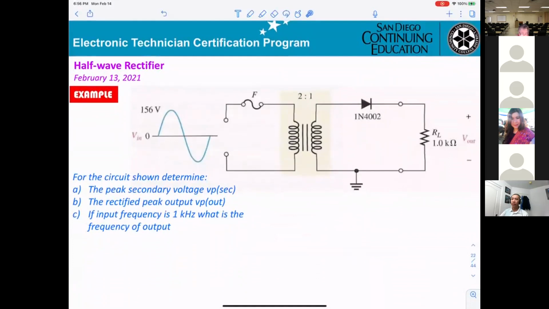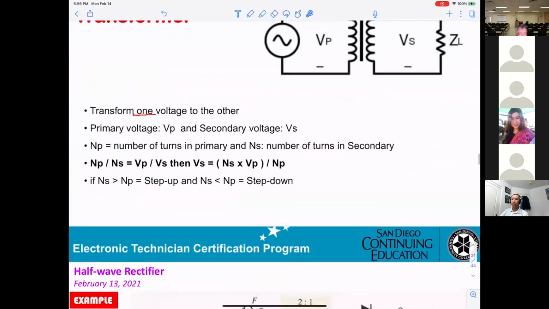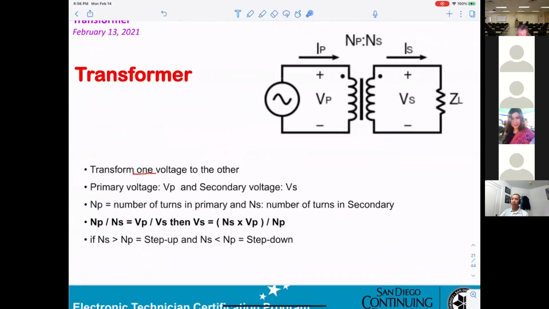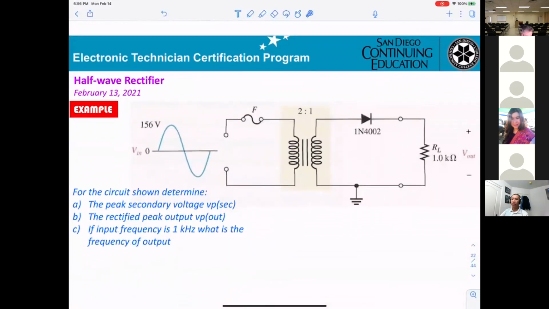Now, I quickly go to this one. Okay, make sure you take the time to go over. Make sure you understand. Still half-wave rectified. However, in this half-wave rectifier, they're using a transformer. This is a transformer, 2 to 1. So basically, you can see NP equal 2 and NS equal 1. So 156 volt peak here. So you need to know what the voltage on the secondary is. That means you need the VS right here. You get the VP here.